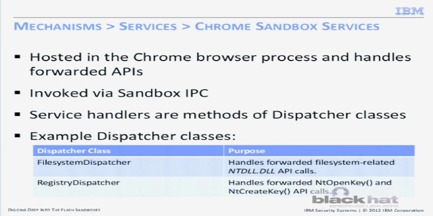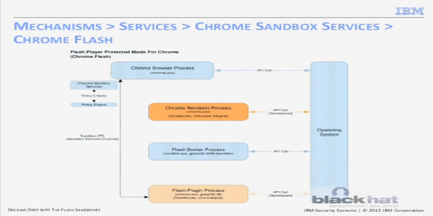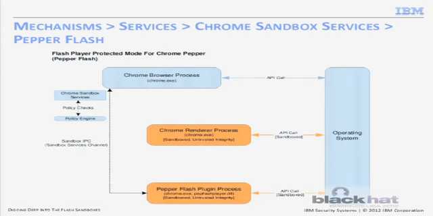It is invoked by a Sandbox IPC, and service handlers in the Chrome browser process are actually methods of dispatcher classes. And each dispatcher class handles a subset of APIs. For example, the file system dispatcher handles file system related APIs, while the registry dispatcher handles registry related APIs. To visualize, the Chrome Sandbox services are hosted by the Chrome browser process and are callable by the Flash plugin process, and it handles forwarded APIs. Same with Pepper Flash, the Chrome Sandbox services are callable from the Flash plugin process and handle forwarded APIs.